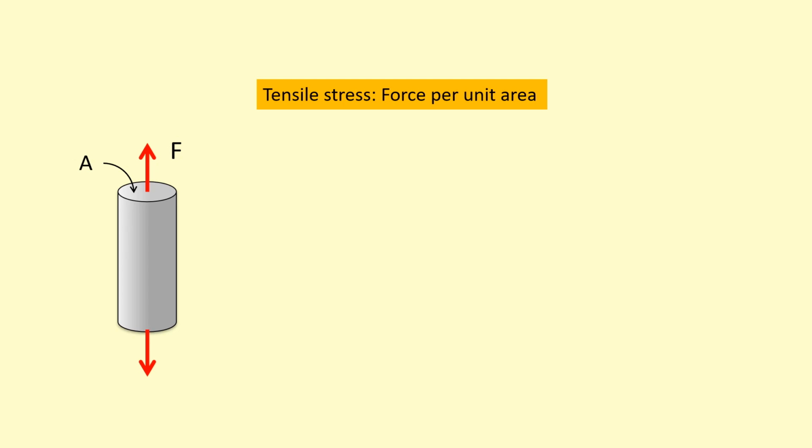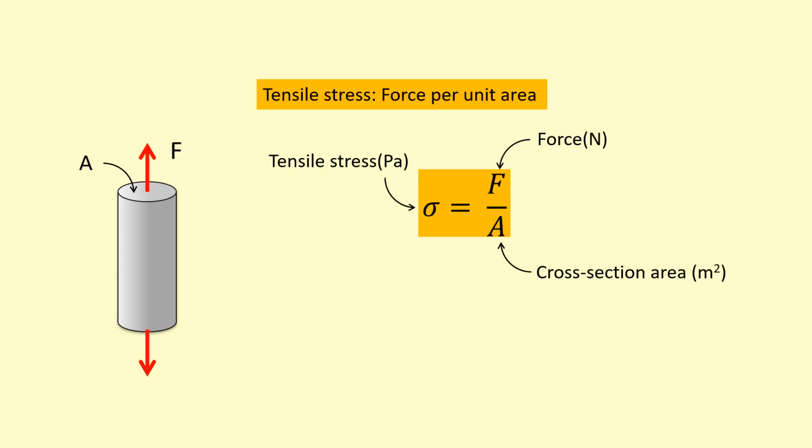Here we have some material, like a wire, and I'm going to apply a force to it across the cross-section area of the wire. What I've done is apply a stress, or tensile stress, which is a force per unit area. It's given the symbol sigma, and that's the tensile stress in pascals. The force is in newtons and the cross-section area is in meters squared.